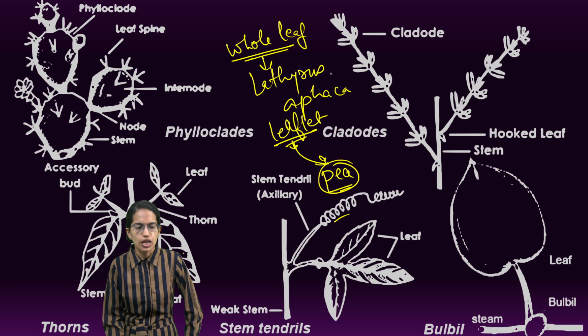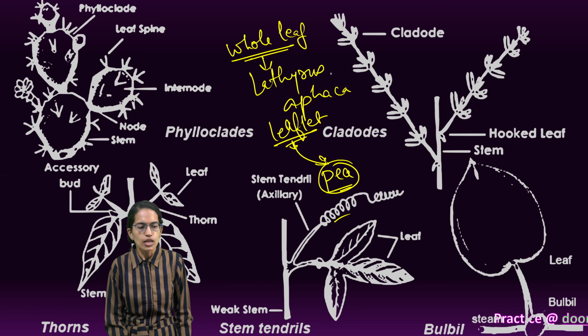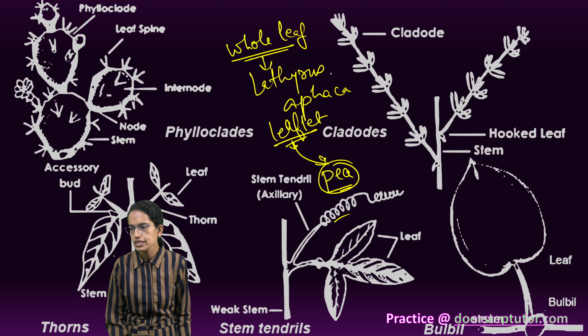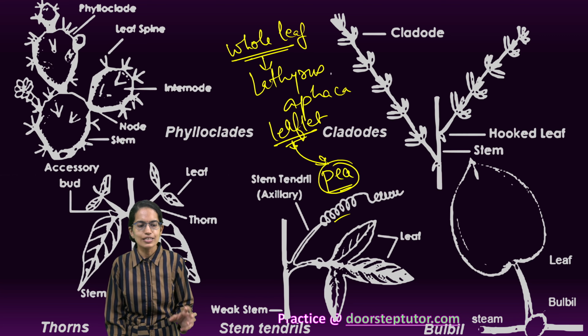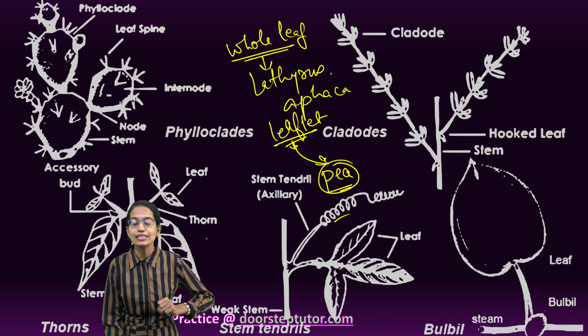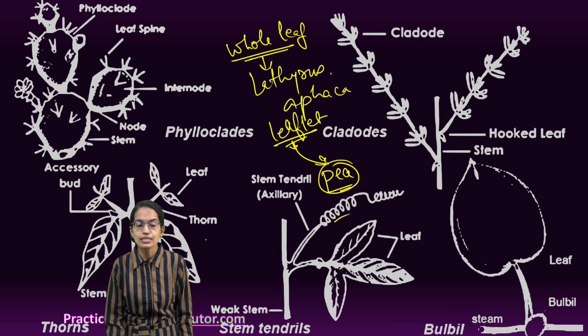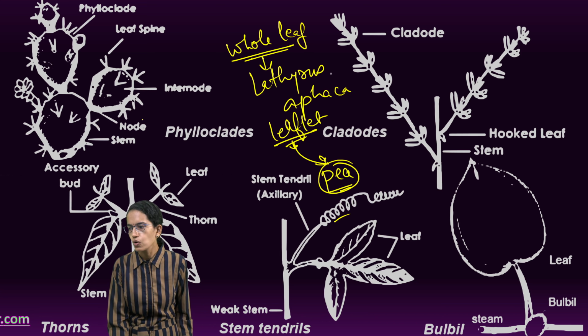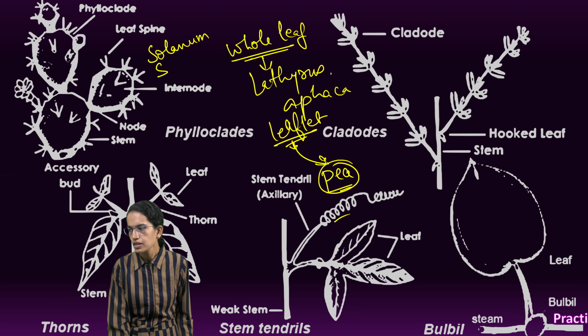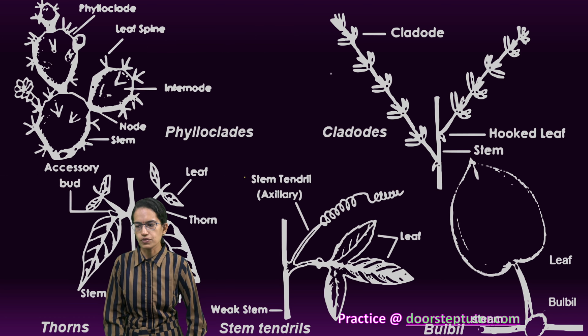So, leaves actually convert into thorns and these are known as leaf spines. The idea is to prevent the tree from excessive transpiration, and this occurs in arid areas. So a good example of leaf converting into spine is Solanum surattense. So that's one of the good examples.